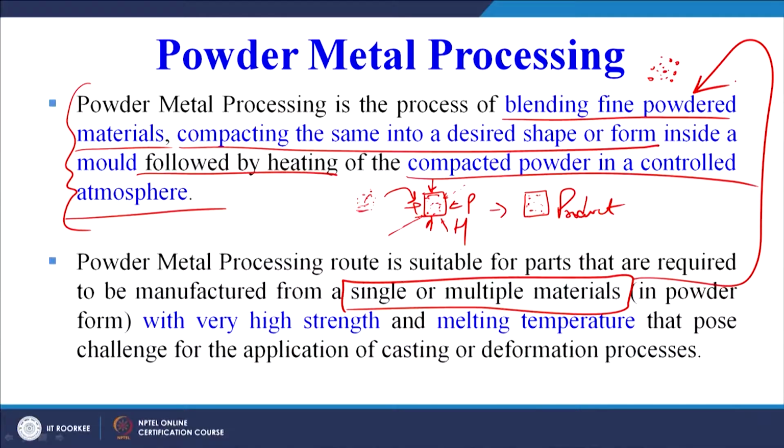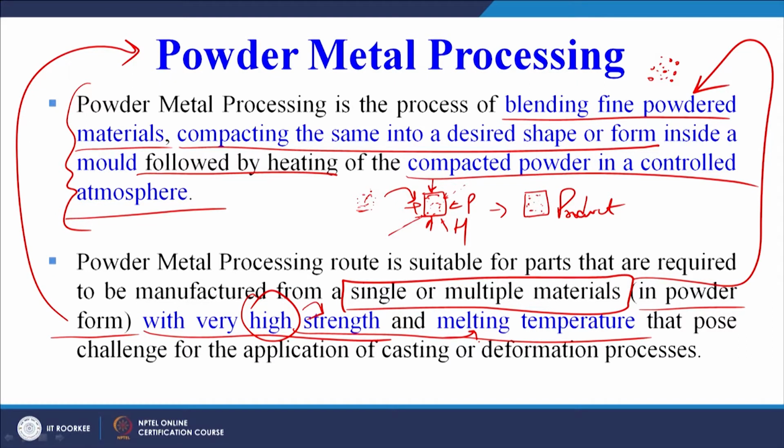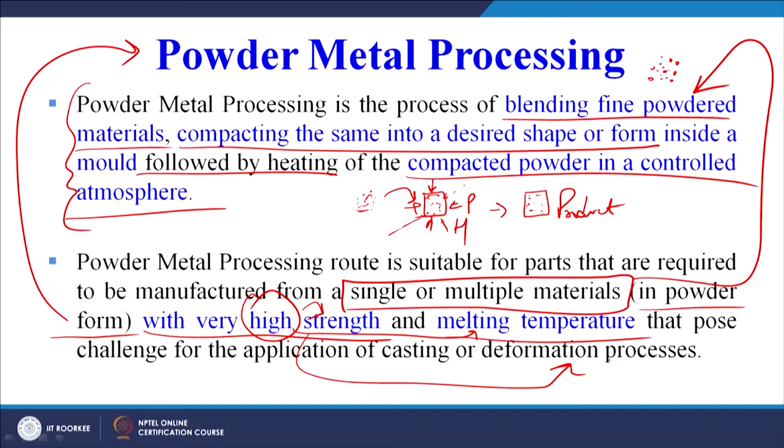So, the powder metal processing route is suitable for parts that are required to be manufactured from a single or multiple materials. Materials are in the powder form, which is clearly indicative of the name of the process, with very high strength. Now, these powders are made up of metals which have very high strength and high melting temperature. So, high is denoting both strength and the melting temperature. The materials which have very high strength and very high melting temperature pose a challenge for application of casting or deformation processes. These materials, which have very high strength, are difficult to process by deformation, and with very high melting temperature, difficult to process by casting.